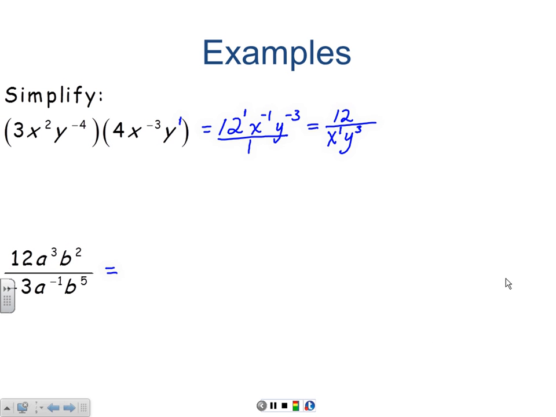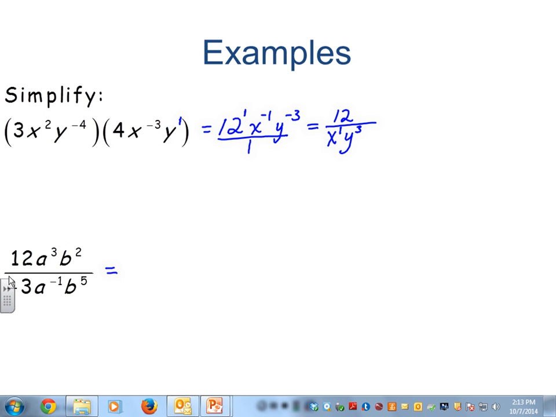So when you divide powers, you're going to subtract. So initially we're going to do 12 divided by negative 3, which is going to be a negative 4. And then for our variables, a to the third minus a to the negative 1. So again, you have a to the 3 minus negative 1, which is going to be a to the positive 4, so that's going to go on top.